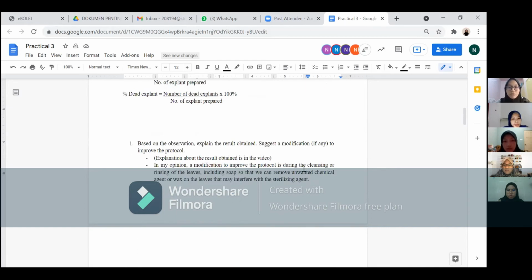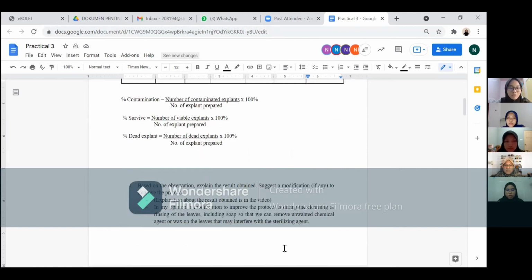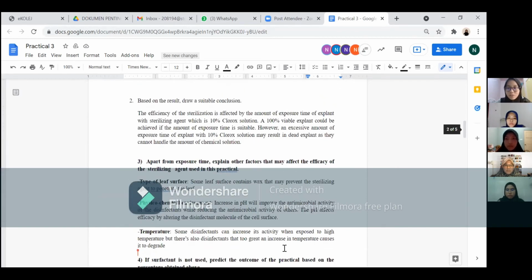That's why, if you can see in the 15-minute exposure time, there is one dead explant. Maybe the explant cannot handle the chemical agent in the Clorox, so it results in a dead explant. So I think that's all from me. Is there any question?